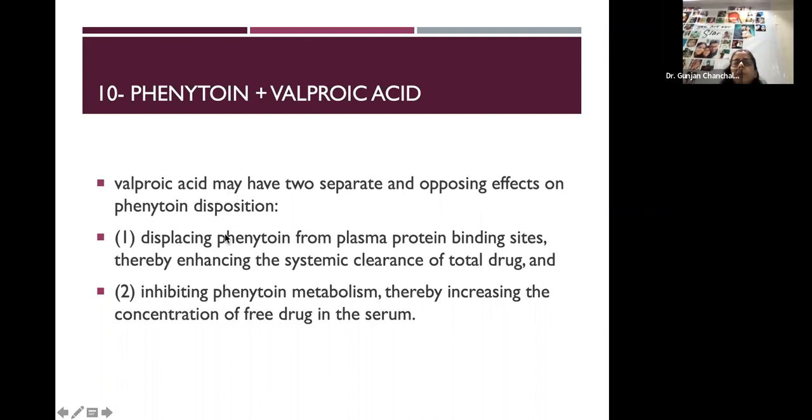So what happens is when we give them together, the valproate will displace the phenytoin from the plasma protein binding site. So this will increase the systemic clearance, that is, the drug which is excreted from the kidney unchanged will increase. Okay, but at the same time, valproate will inhibit the metabolism of phenytoin, so that it will increase the concentration of the free drug in the serum. Okay, so what effect it will have is often unpredictable.